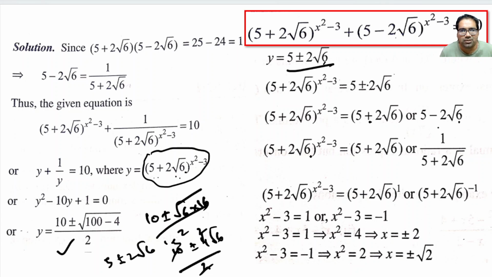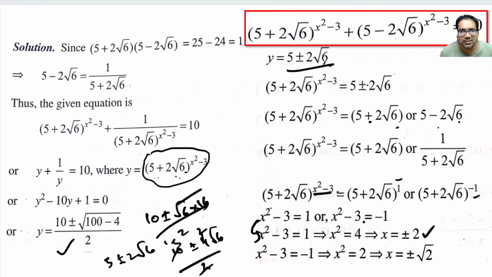That means (5 plus 2 root 6) whole power x square minus 3 is equal to 5 plus 2 root 6 or 1 by 5 plus 2 root 6. 1 by 5 plus 2 root 6 is (5 plus 2 root 6) whole power minus 1. That means x square minus 3 is either equal to 1 or equal to minus 1. When x square minus 3 is equal to 1, x square is equal to 4 and x is plus or minus 2.